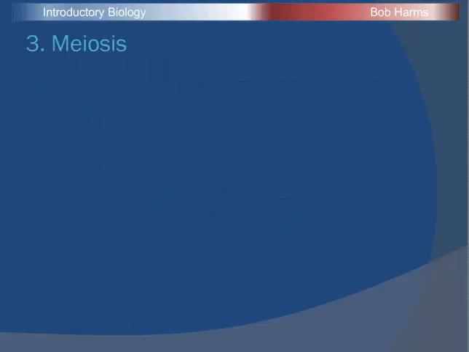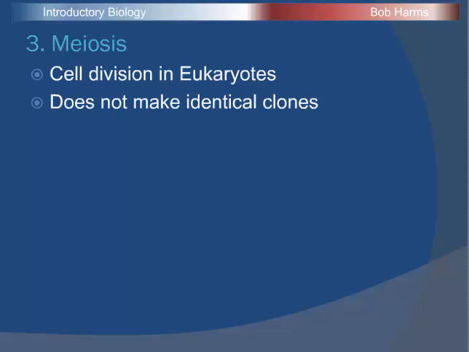Our third and final type of cell division then is meiosis. Meiosis is also a cell division that we're going to see in eukaryotic cells only, but it's going to differ from mitosis in that we're not going to see genetic clones or genetic copies. And so in meiosis, when one cell divides, those new cells that are going to be produced are going to be genetically different from the original cell.